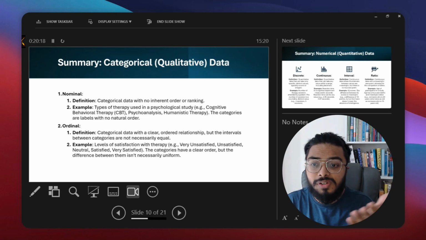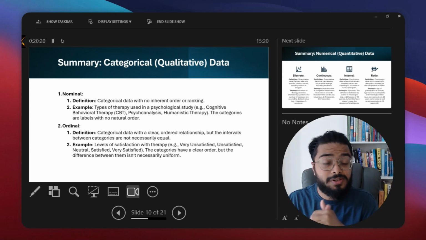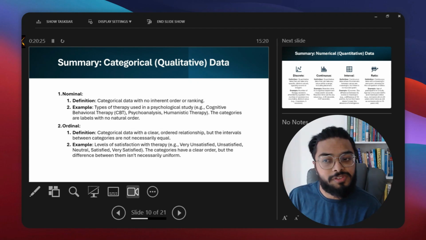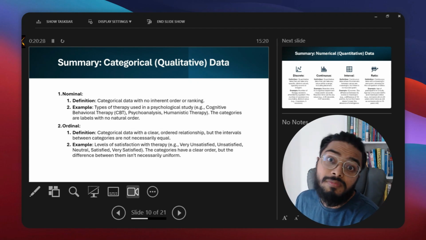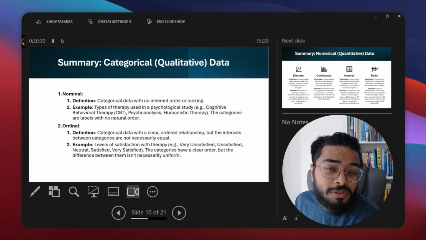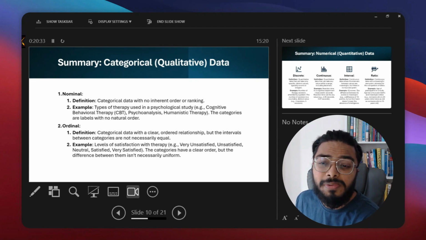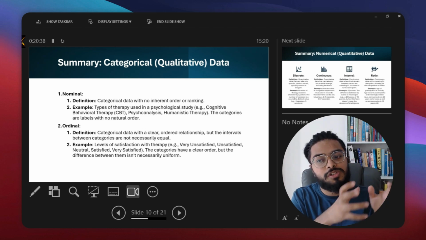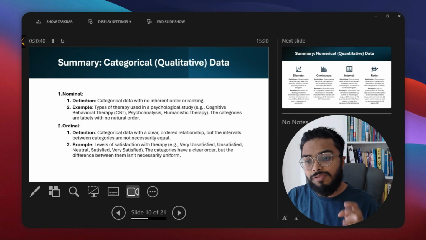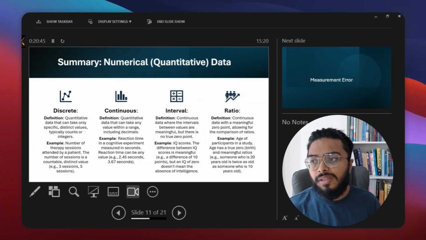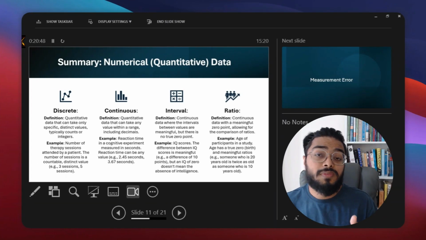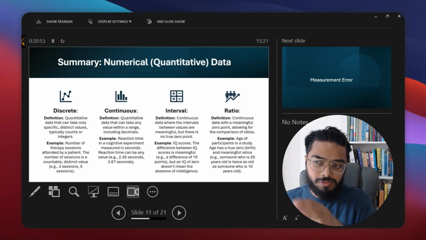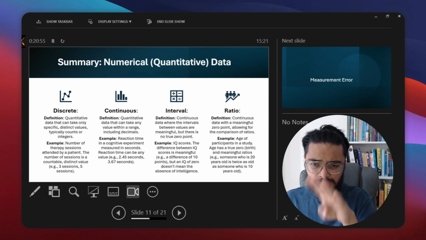Ordinal would be like I said, the police officer ranking system, where there are some levels. It's something that we often use in surveys and questionnaires, for example. So it can go from very unsatisfied, unsatisfied, neutral, satisfied, very satisfied, that kind of ranking with a clear order. Then there's discrete, which falls under numerical. So there are four numerical types: discrete, continuous, and within continuous, interval and ratio.